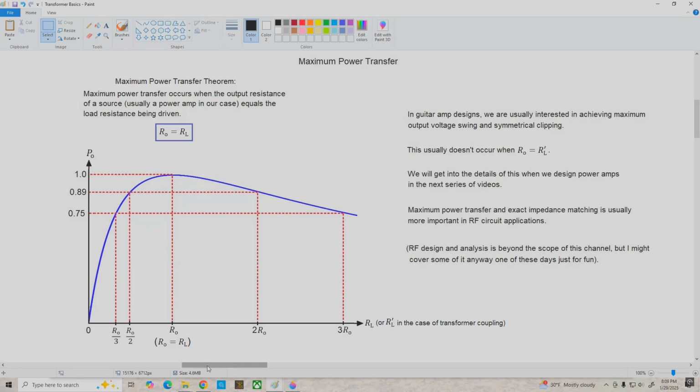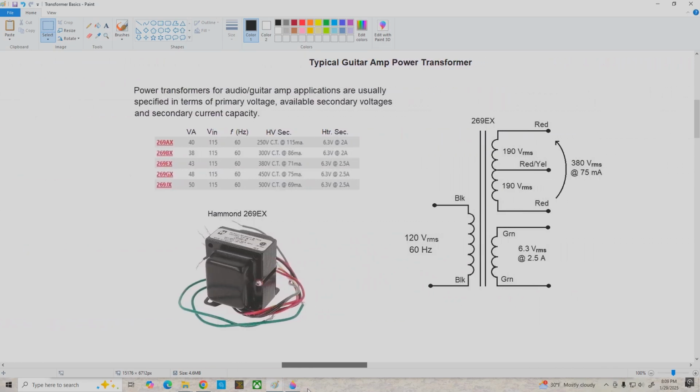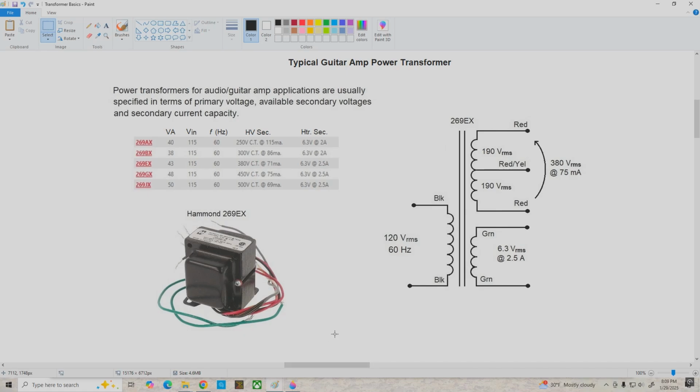What I'm going to do next is summarize everything we've covered so far and take a real quick look at a few transformers that are typical of what we might see in guitar amplifier applications. Starting with the power transformer, we're going to take a look at the Hammond 269EX. It's part of this series of transformers, and looking at its specifications, we see it has a VA rating of 43 watts. That means that the product of the high voltage secondary voltage and current plus the product of the heater secondary voltage and current should not exceed 43 watts or the transformer will overheat.